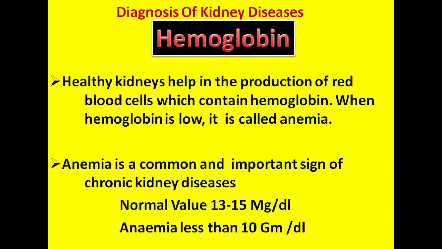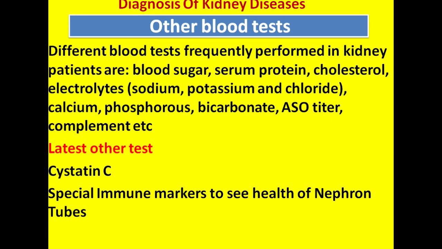The next test that we do is to check the blood hemoglobin level. Healthy kidneys help in the production of red blood cells, which contain hemoglobin, and when this hemoglobin is low we call it anemia. So anemia is a common important sign of chronic kidney disease. Normal value of hemoglobin is 13 to 15; anything less than 10 is called anemia.